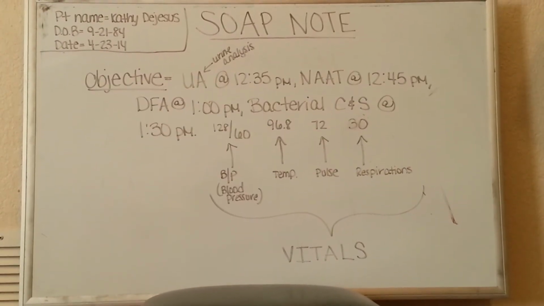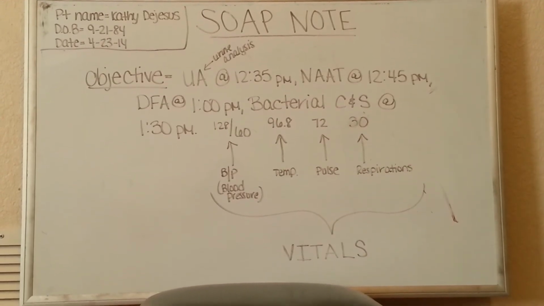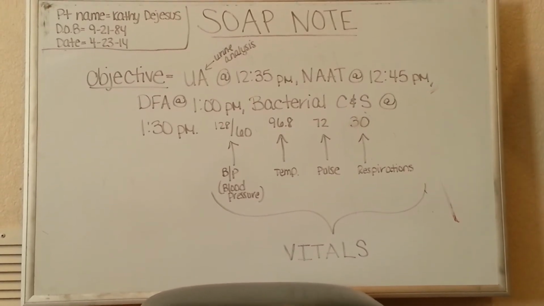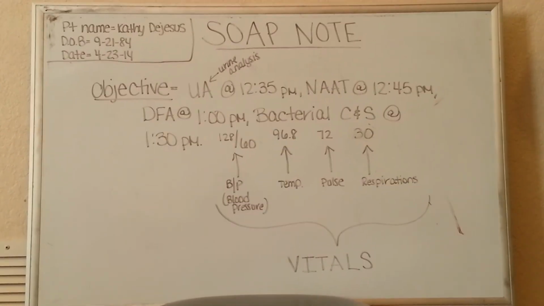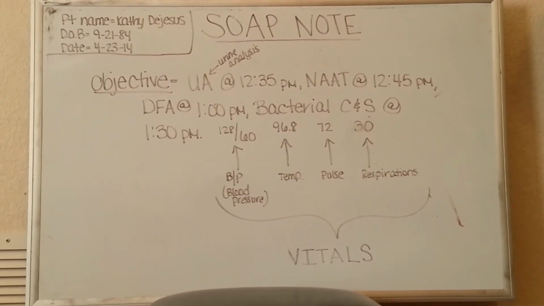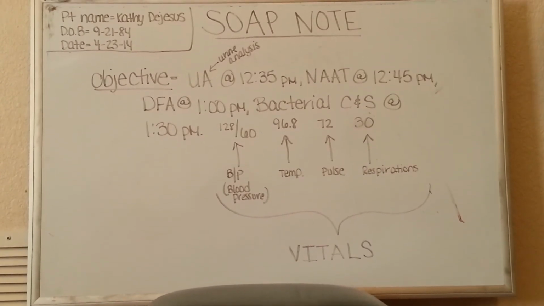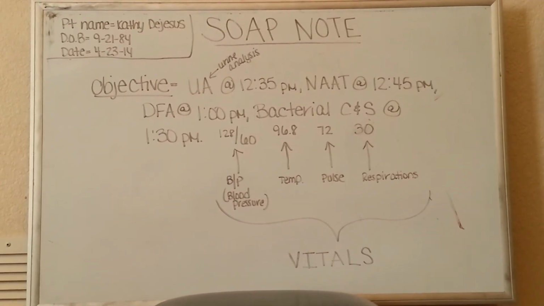Now for my objective in my SOAP note. UA at 12:35 p.m., which is a urinalysis. NAAT at 12:45 p.m., which is a nucleic acid amplification test. DFA at 1 o'clock p.m., which is a direct fluorescent antibody test. A bacterial C&S, which is a culture and sensitivity test at 1:30 p.m.